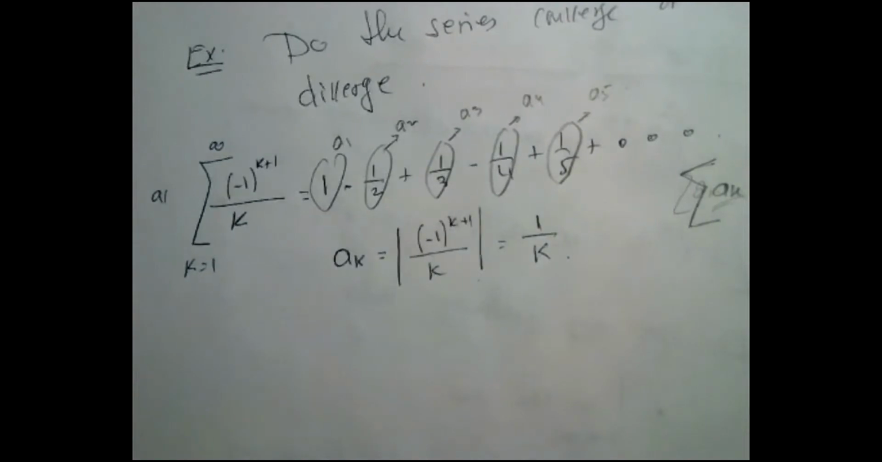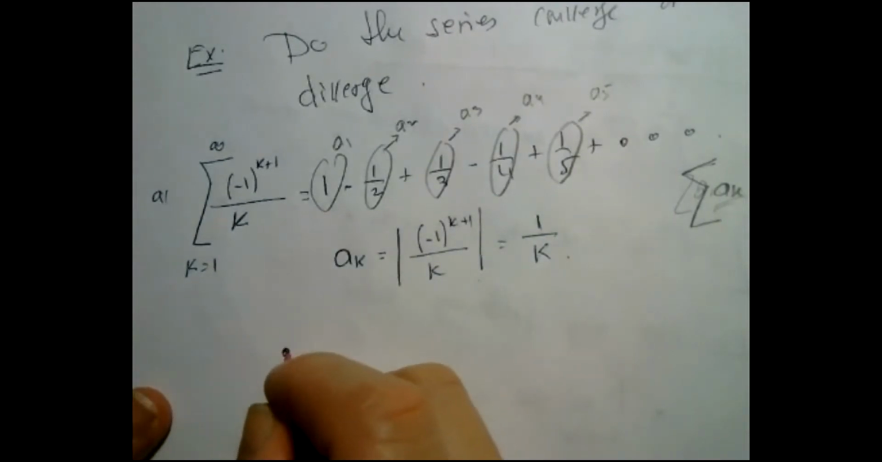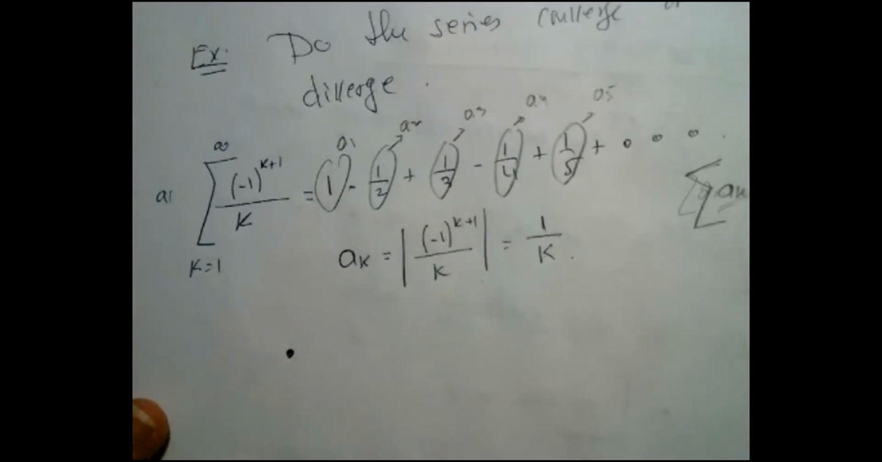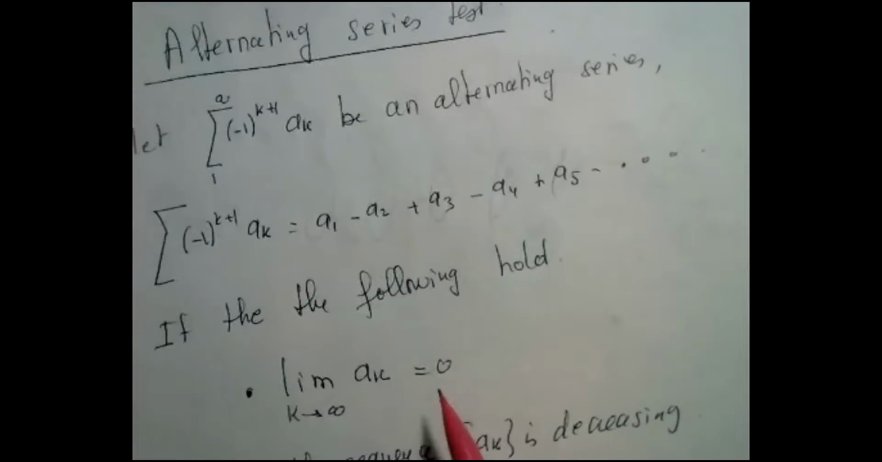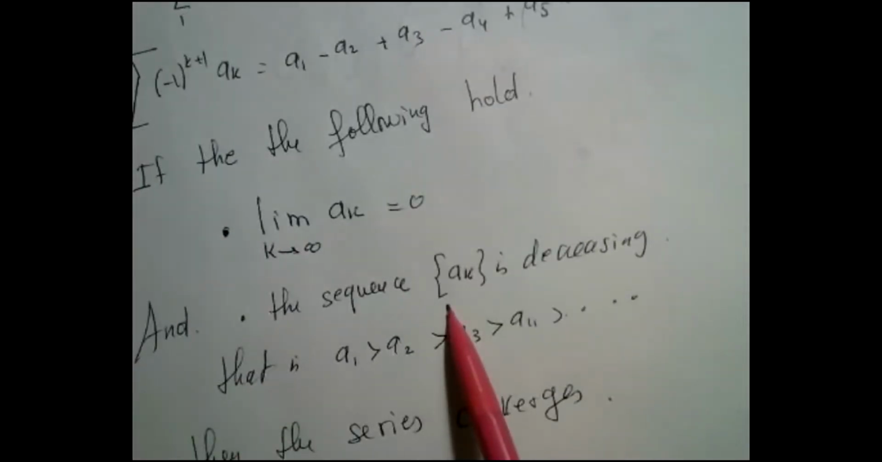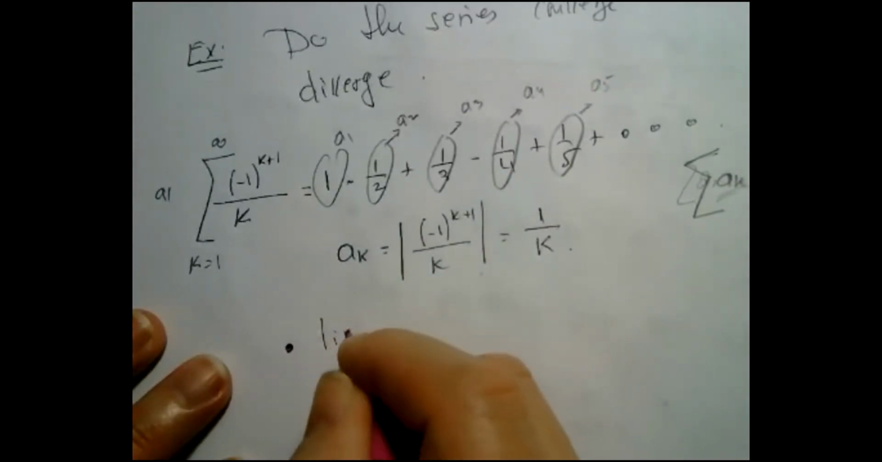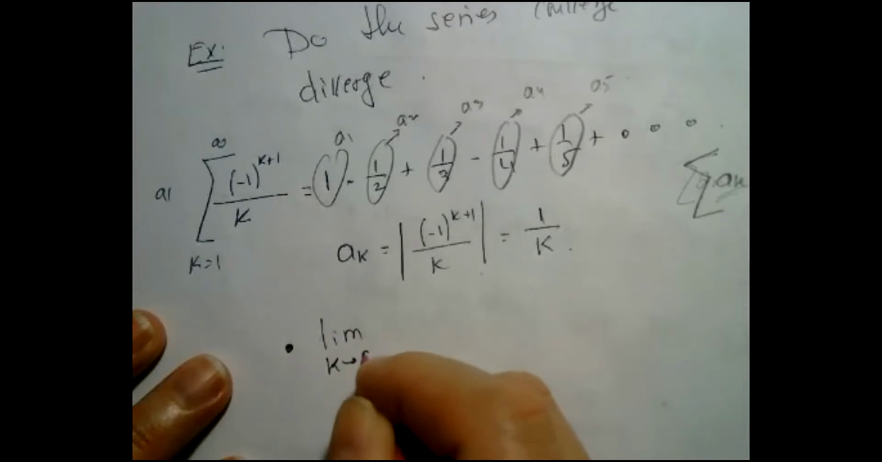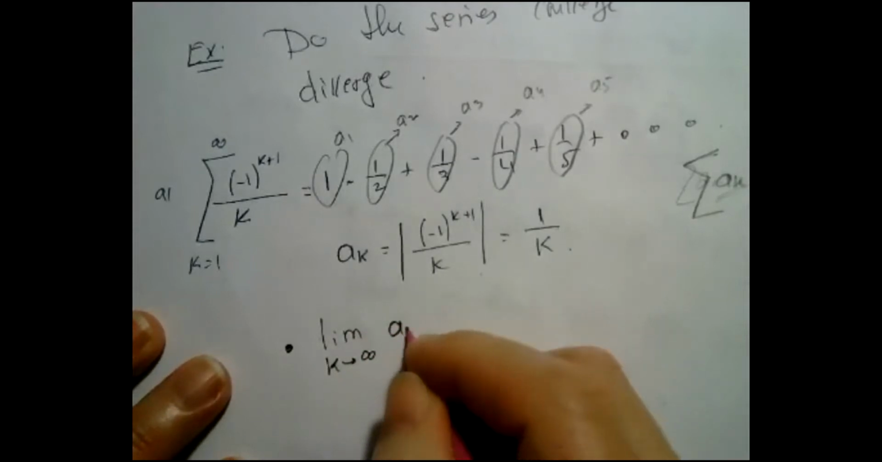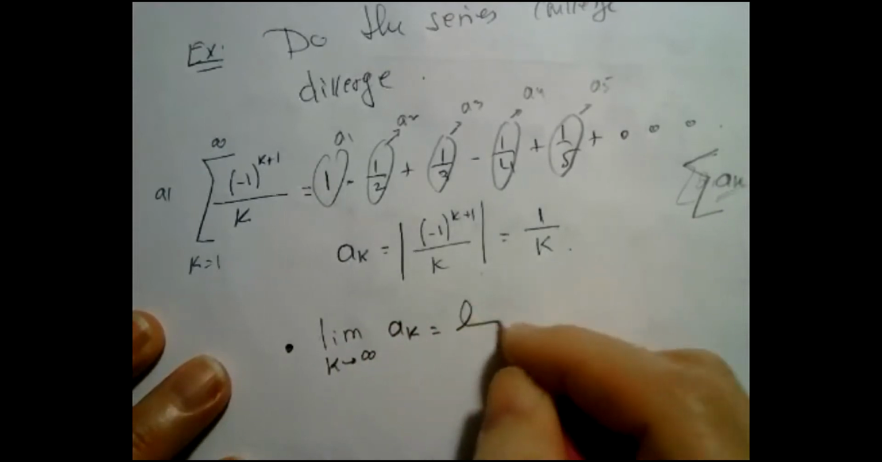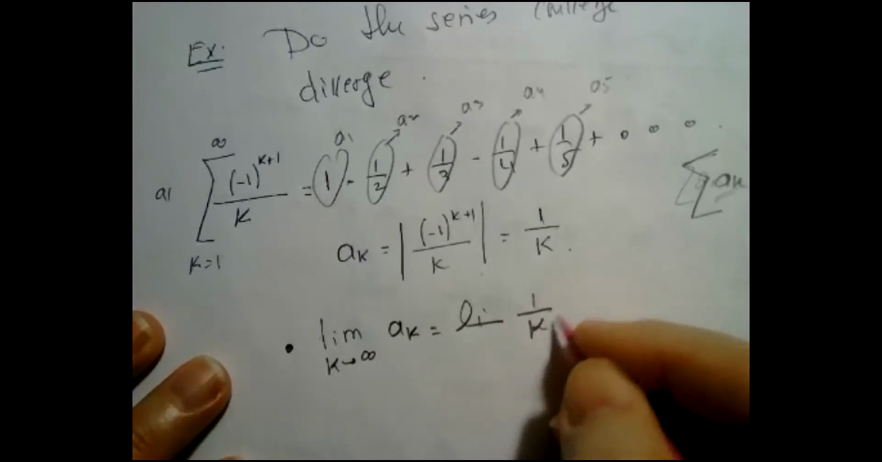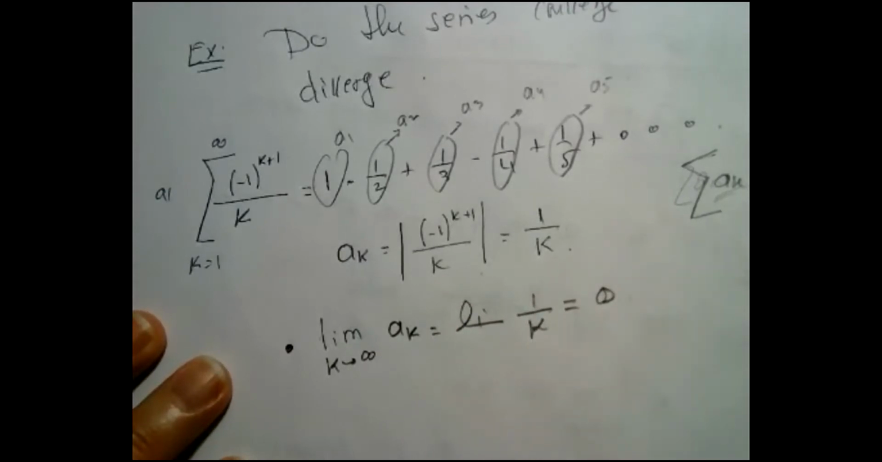Now, are both conditions satisfied? Let's see. For the series to converge, the alternating series test tells me that if the terms go to 0, and if they are decreasing, I'm done. The series converges. Now, are those satisfied? When k goes to infinity, AK, which is the limit of 1 over k, is definitely equal to 0. All right, so this is satisfied.